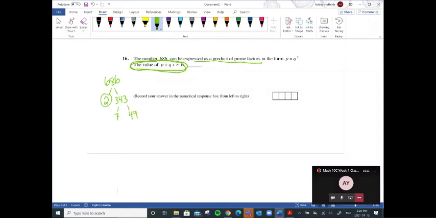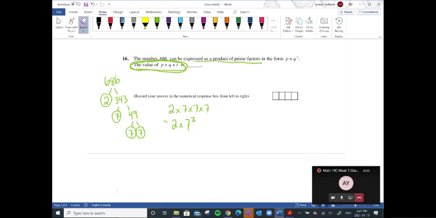Okay, and then 2's prime, 7's prime. 49 I can take down to 7 times 7. So from what we were doing yesterday, we usually write the smallest number first, so it'll be 2 times 3 7s. Or if we want to write it as exponents, because that's what it's showing us here, that little r, it would be 2 times 7 to the 3.